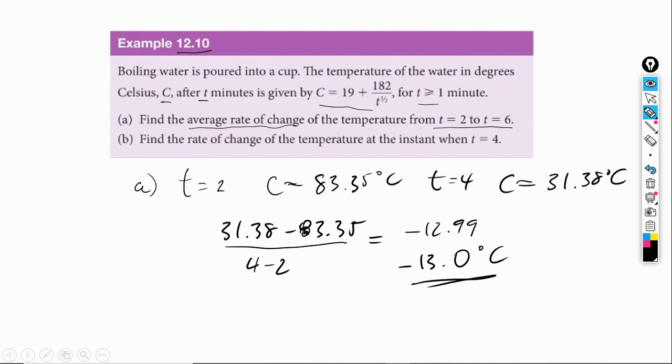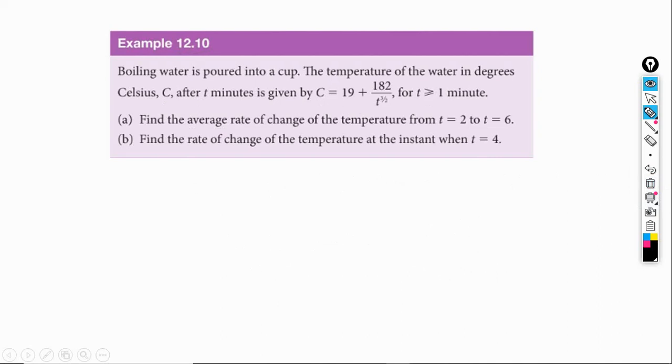So let's focus on B. So let's get rid of this for B now. In B, they ask us to find the rate of change at the instant when t equals 4. So whenever they say instantaneous rate of change, that implies that we're going to need a derivative. So we need to find the derivative of the function.